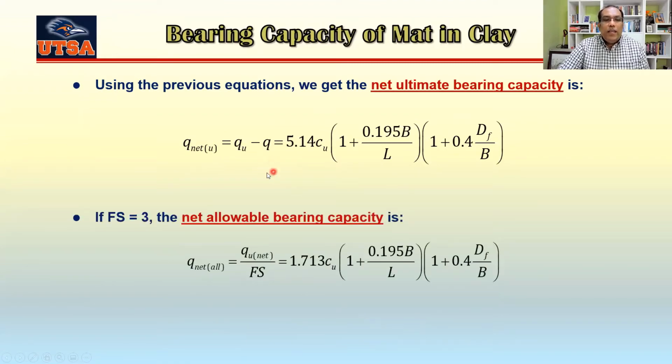And if you use a factor of safety of 3, then you can find the net allowable bearing capacity. Net allowable is nothing but net ultimate divided by factor of safety. So if you divide that 5.14 by 3, that's actually 1.71. You can use this equation, or you can use the general bearing capacity equation. But this one would be much easier because it has already been simplified, okay? So let's see an example of that on the next page, okay?